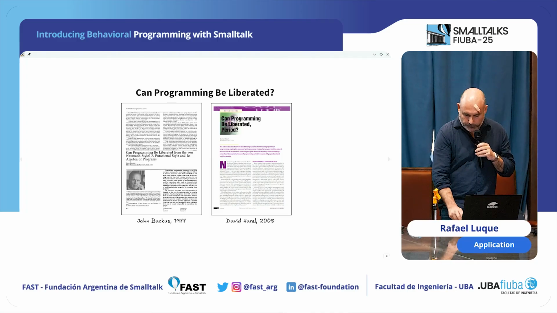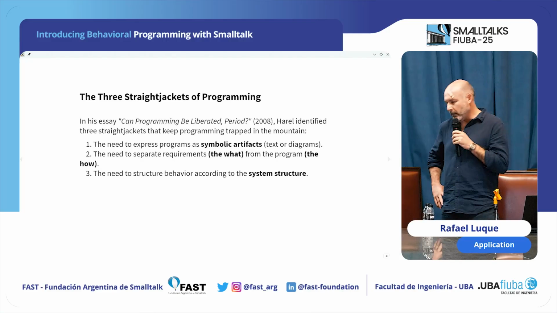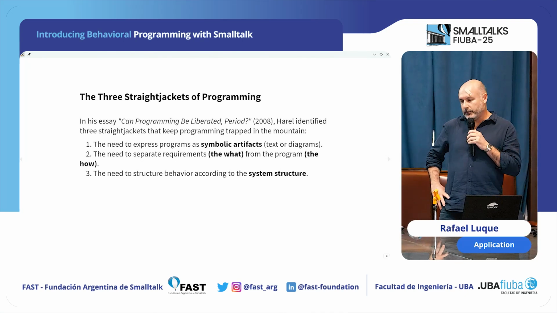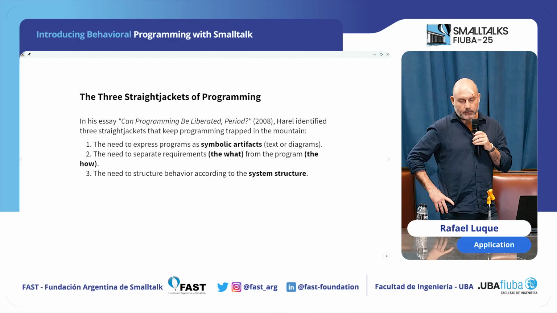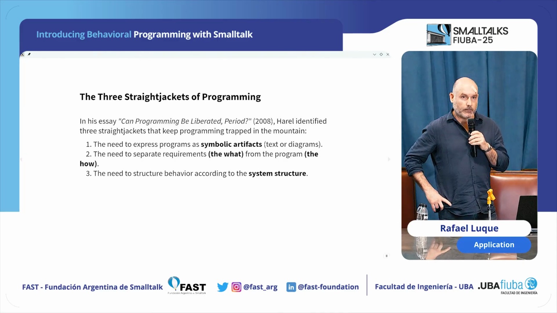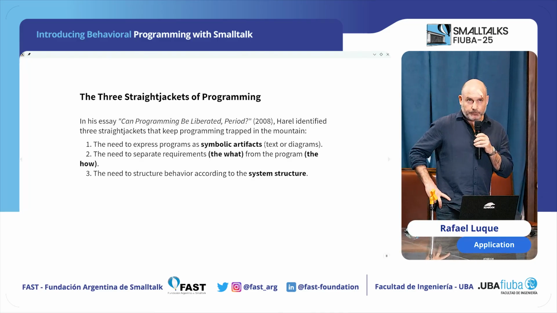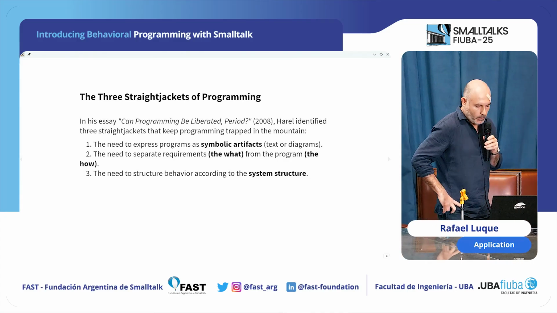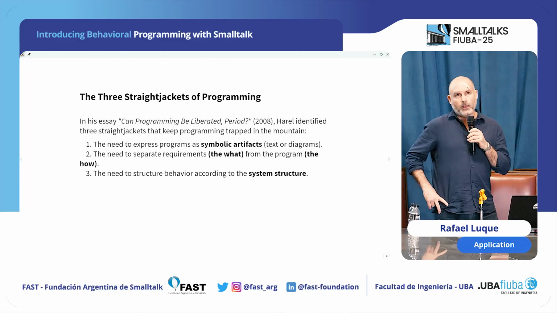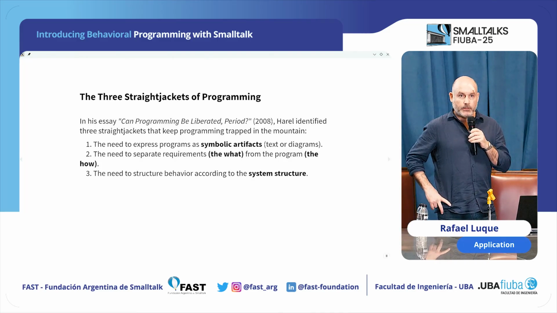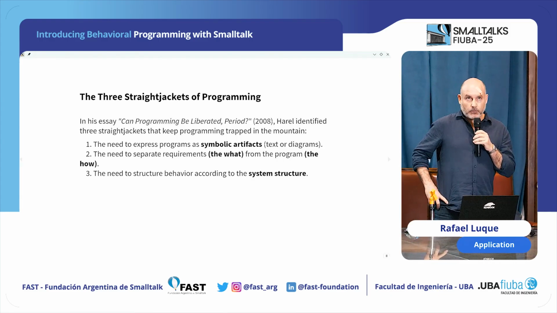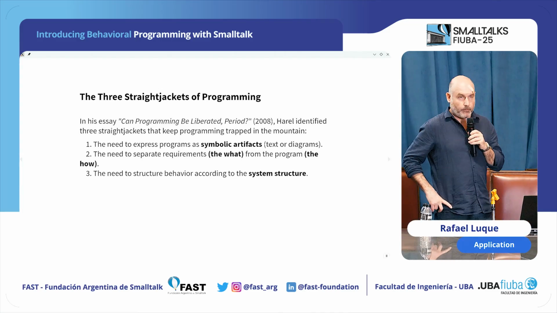And in this paper, David Harel identifies basically three main constraints of programming that he named the three straitjackets of programming. The first one is the need to express programs as some kind of symbolic format that normally is textual form, but it can also be visual diagrams. This issue Harel tried to address in his earlier work on scenario-based programming, and the technique I mentioned before, play-in. With this play-in technique, we can express behaviors without writing any text or diagram. But it is a bit out of the scope of this talk, as I said, because we are going to focus on BP, behavioral programming.